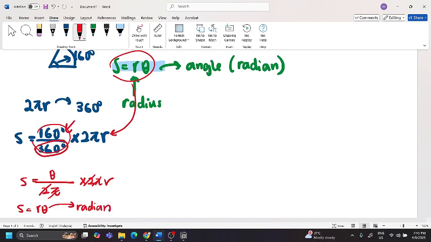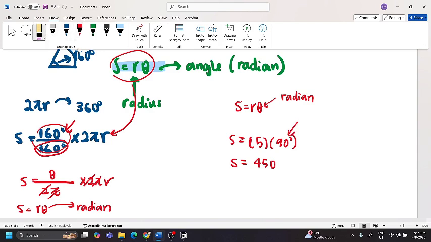Okay, so always remember, if you use this formula S equals to r theta, always put it in radian. A lot of students do what? Okay, I found the formula. I know the formula. I know the radius. I know the angle. S equals to r theta. Okay, maybe it's 5 and then the angle is 90 degree. Okay, good, I know the answer already. Oh my god, why is the answer so big? Because the unit is wrong. Remember to convert the unit into radian. This is the first thing lah.